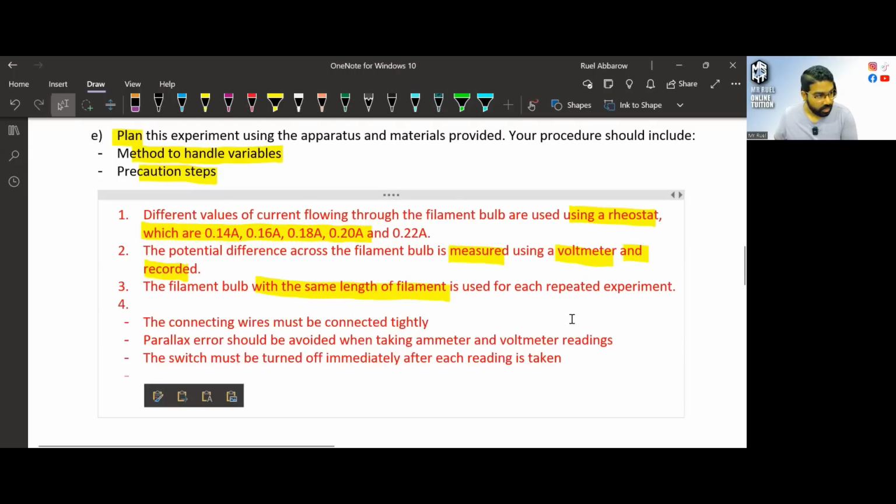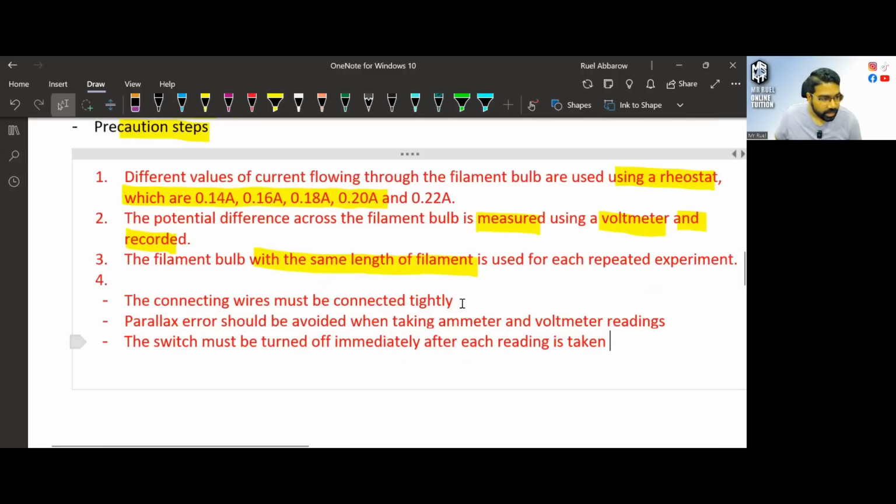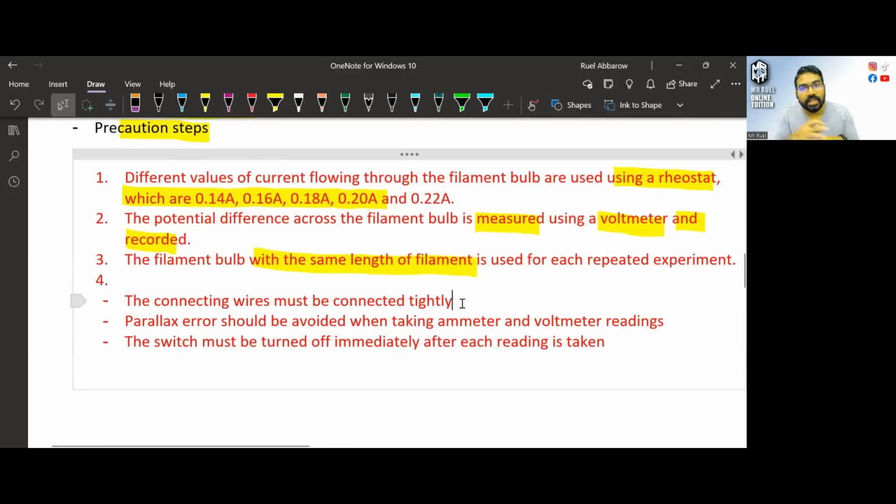Okay, so I think this is the easiest for you to remember. Please remember this: the connecting wires must be connected tightly. Don't be ambitious and give many precautions. One precaution is enough. Connecting wires must be connected tightly. Finish. All right. Now, second, you can say parallax error should be avoided when taking ammeter and voltmeter readings.